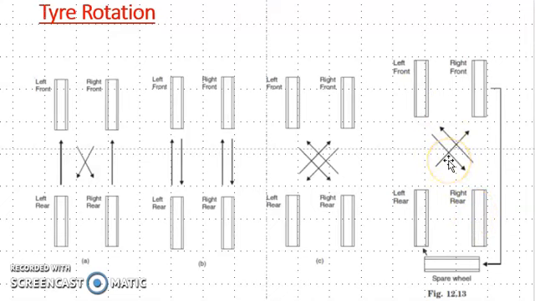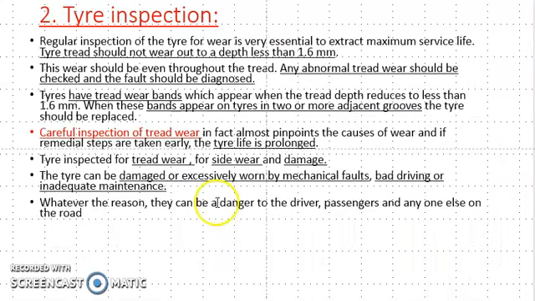This is the tire rotation, which you have to follow after some kilometers. Then the next step is tire inspection. There should be careful inspection of tread wear. The tread should not wear out to a depth of less than 1.6 kilometer. Sorry, 1.6 mm. The tire tread depth should not be less than 1.6 mm.